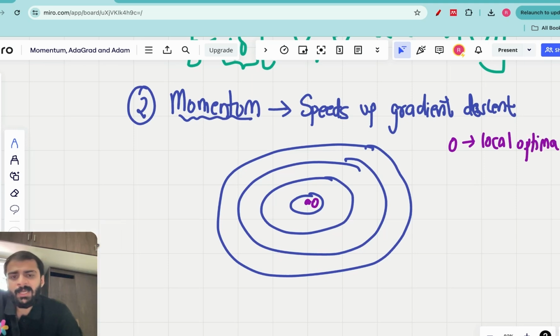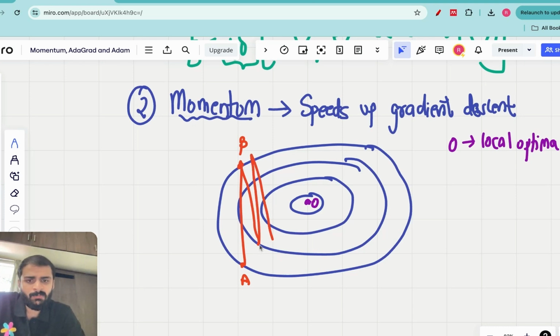So let's say we start here at point A. Initially we'll move in the direction of the steepest descent, which happens to be in this direction. So let's say we reach point B, then we'll come here, then again we'll move in the direction of steepest descent, which lies here. So you see, we keep on going back and forth, back and forth like this until we reach the optimum.